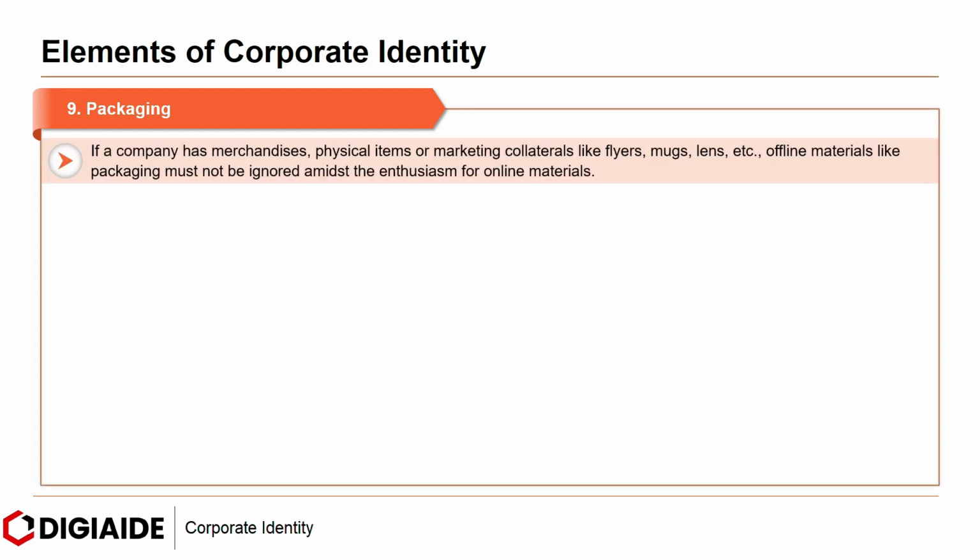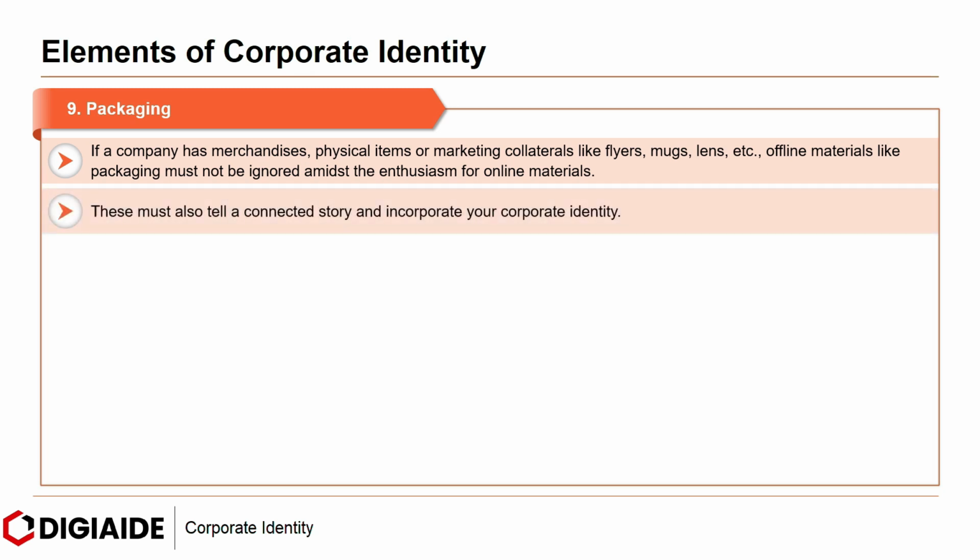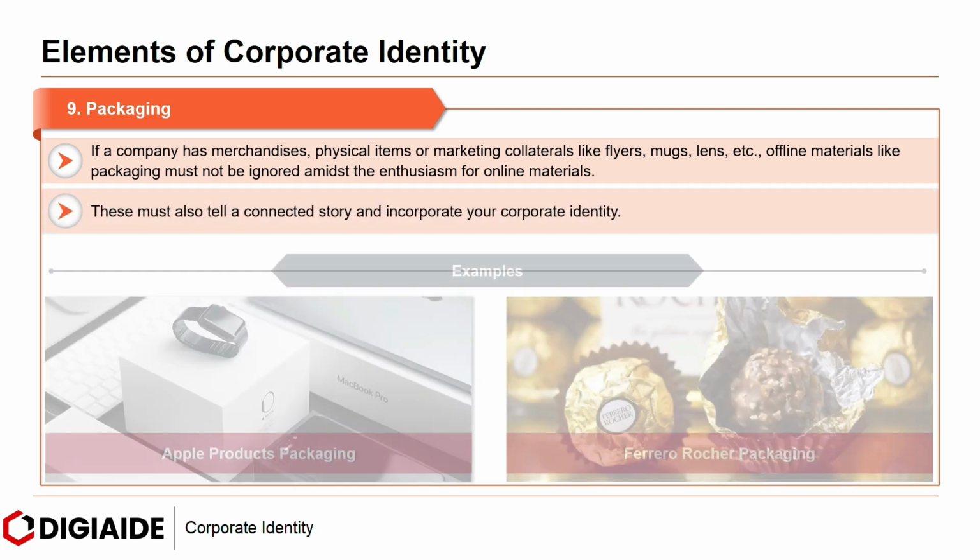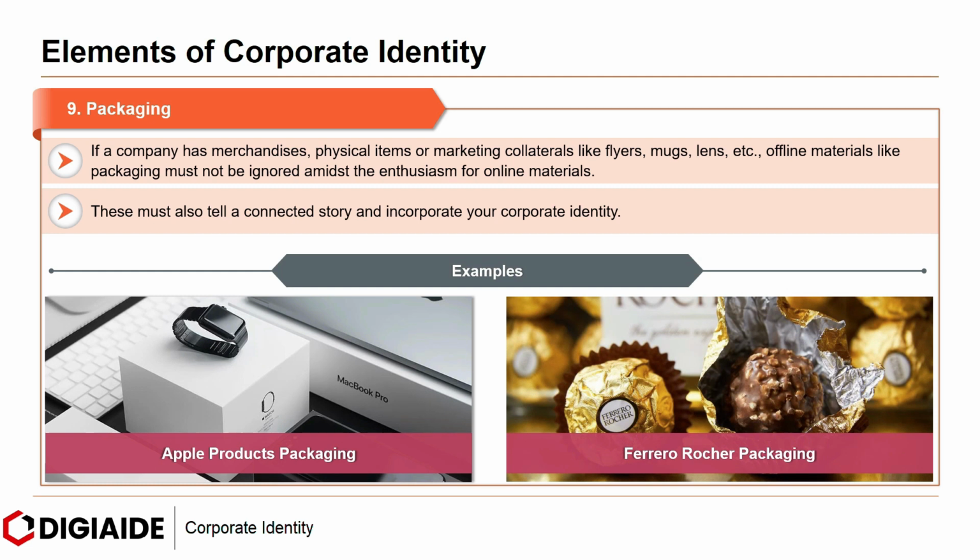Next, packaging. If a company has merchandise, physical items, or marketing collaterals like flyers, mugs, lens, etc., offline materials like packaging must not be ignored amidst the enthusiasm for online materials. They must also tell a connected story and incorporate your corporate identity. First example, Apple's pristine white packaging, and the other one, Ferrero Rocher's packaging, which is ideal for gifting.